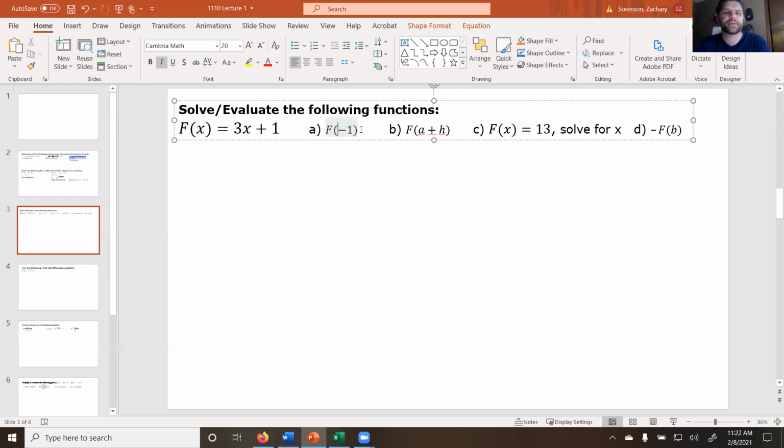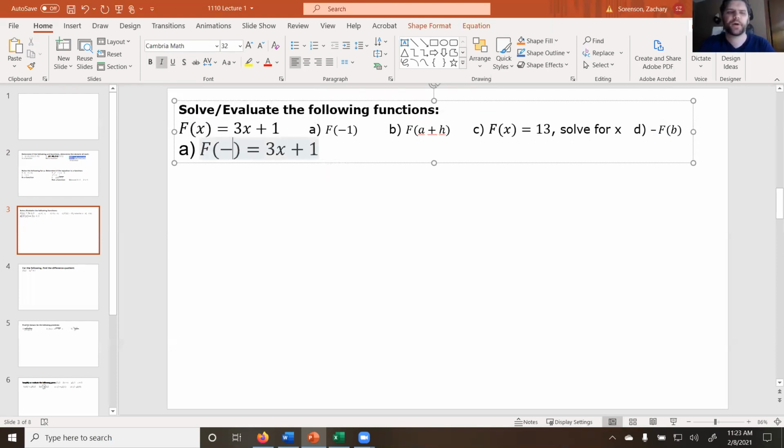And so to see it in practice, I can say, okay, my function is f of x is equal to 3x plus 1. I want to find f of negative 1, this first thing in question A. Does anyone know how to do this? You just replace both x's with -1. Yep.